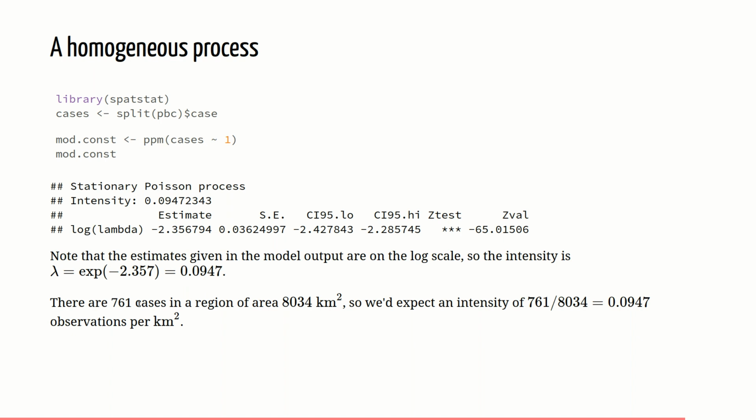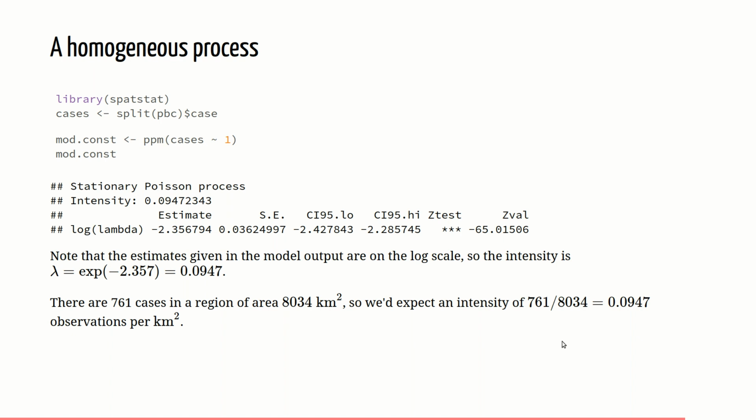So in our case, we've got 761 cases in this data set, 761 locations, and the area is about 8,000 kilometres squared. And so we'd expect our intensity to be 761 divided by that 8,000, which is in fact that rate. So that's the simplest thing we can do, is fit a homogeneous point process. Now, of course, we know that the case data here is not flat across that surface, right?